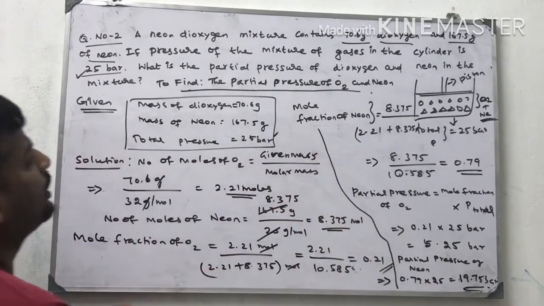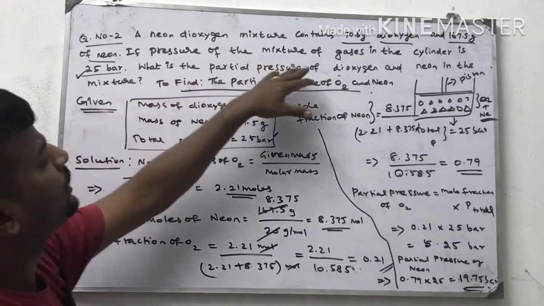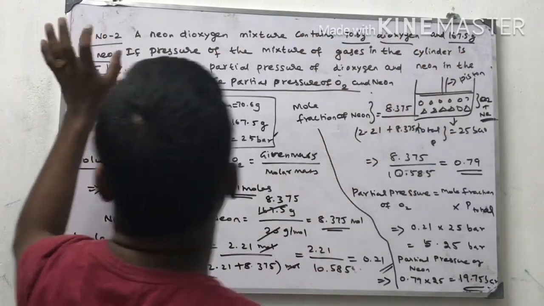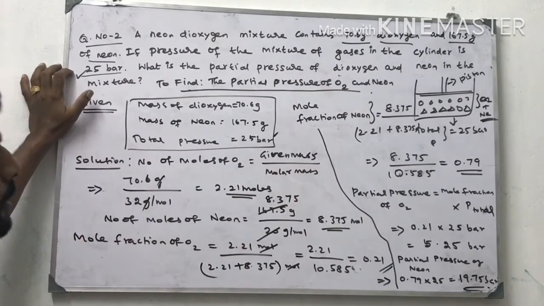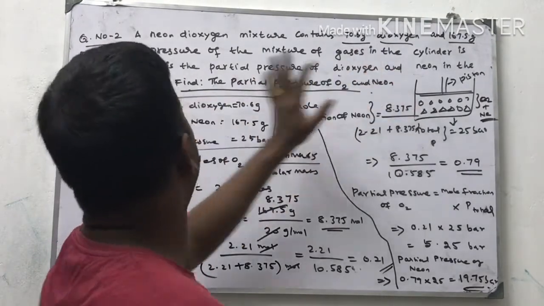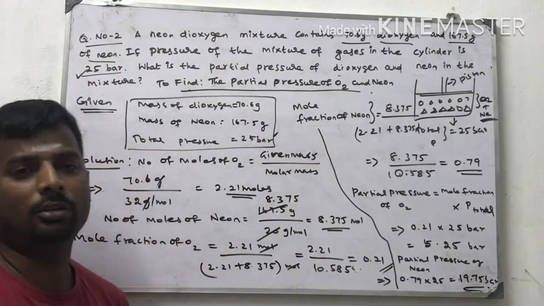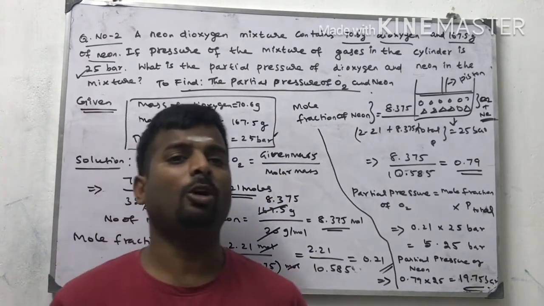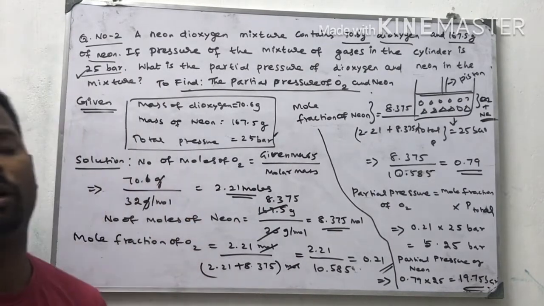Now I am going to tell the answer step by step. The neon dioxide mixture contains this much volume of dioxygen and this much volume of neon. The total pressure of the gases in the cylinder is this much. So now we are going to find the partial pressure of dioxygen and neon. According to Dalton's law, partial pressure is equal to mole fraction into P total. P total is already given in the question. Partial pressure only we want to find.